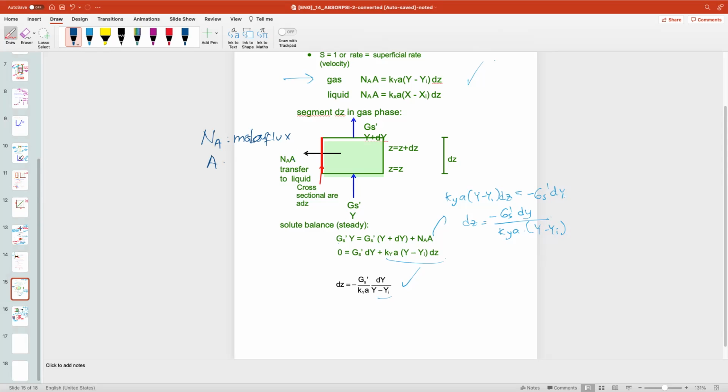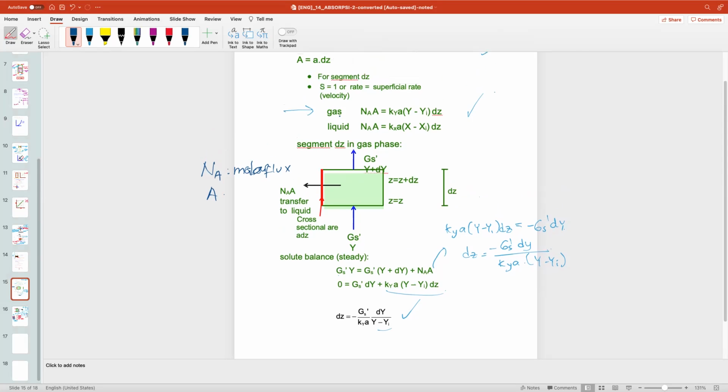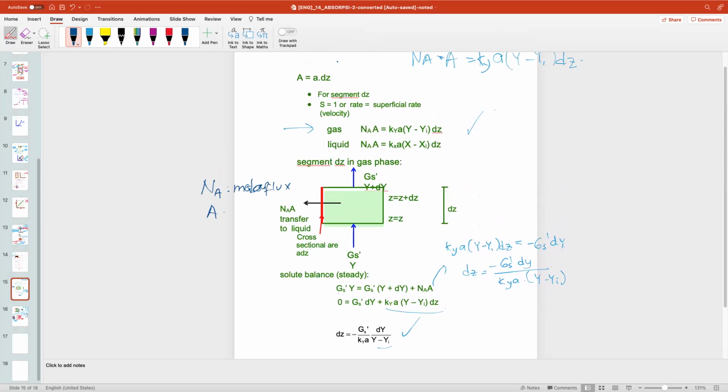This A should be the area. So A should be the whole area, and the area in this differential boundary is actually the wetted area of the packing, multiplied with the volume, which is dV.